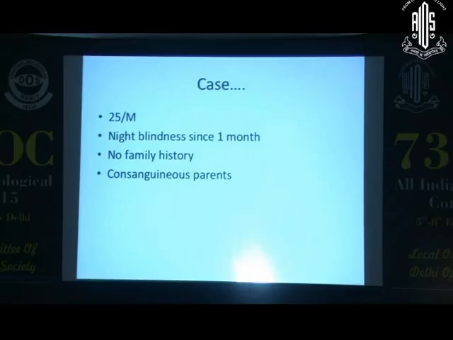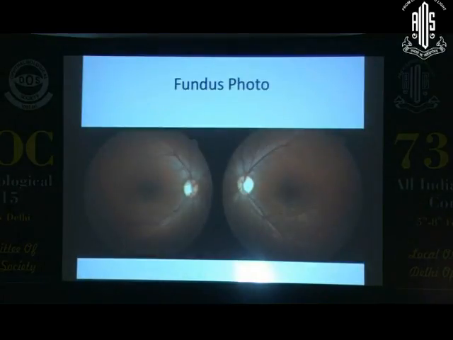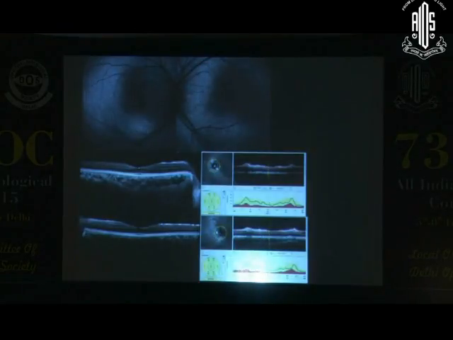This is an interesting guy, a 25-year-old gentleman who came with acquired night blindness. He says he was fine all the while. He's been night blind for 1 month. There is no family history, of course, no consanguinity, vision of 6/6 in both eyes, and a completely normal looking fundus. So at this point, you have to step back and say, if there's an acquired night blindness and the fundus is normal, what are we looking at?